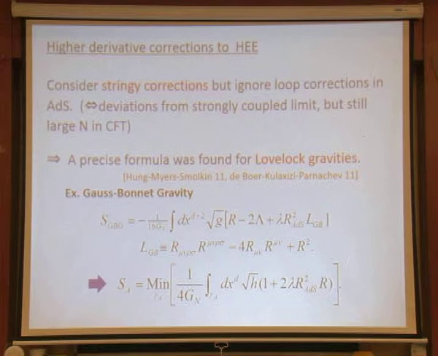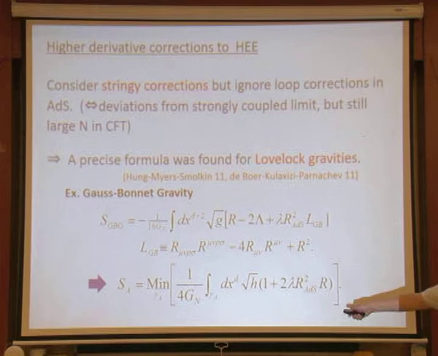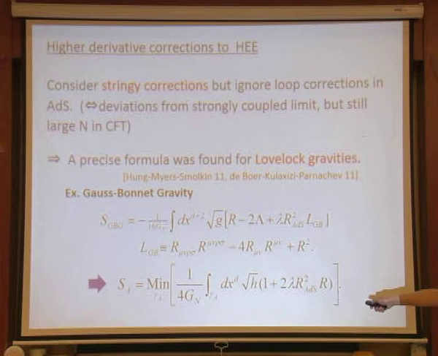The simplest case is so-called Gauss-Bonnet gravity, discussed by many people, which is just an R squared term in the Lagrangian, in addition to the standard cosmological constant and Einstein-Hilbert term. The Gauss-Bonnet term is the Euler character in this Lagrangian. In that case, we know that entanglement entropy is given by this formula. This is the area, the integral over root h with the induced metric. So this is the area term, but there is a correction proportional to lambda, the Gauss-Bonnet correction, which is given by this.